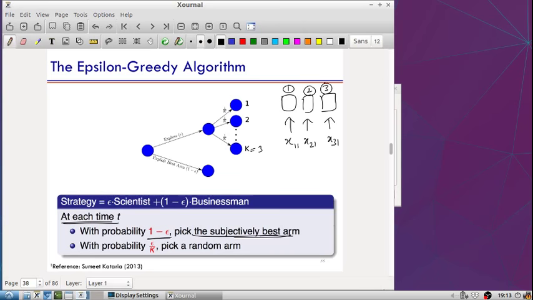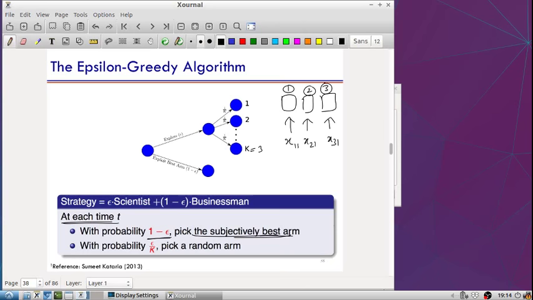But you only pick that website to show to the next user with probability 1 minus epsilon. You pick that website with probability 1 minus epsilon, and you pick a random website with probability epsilon by k. This is essentially the algorithm.